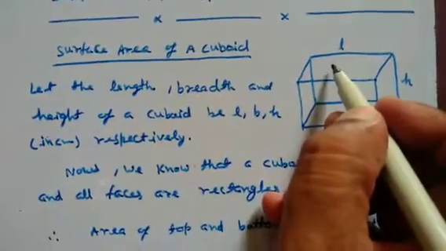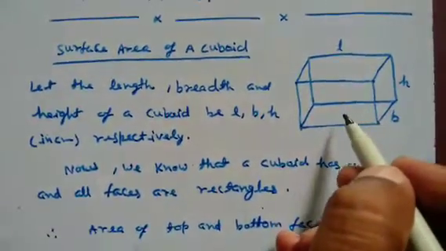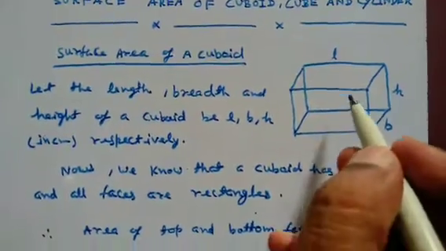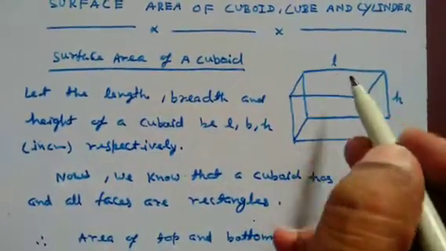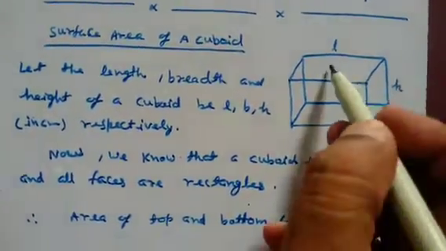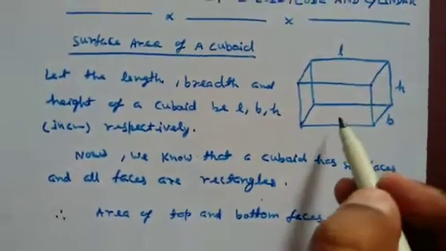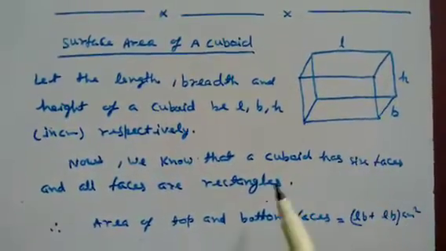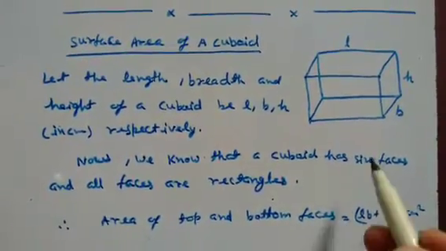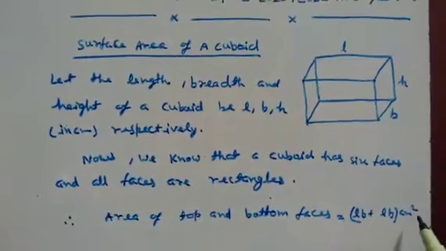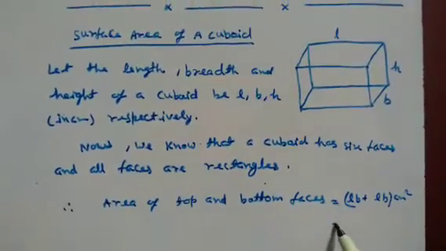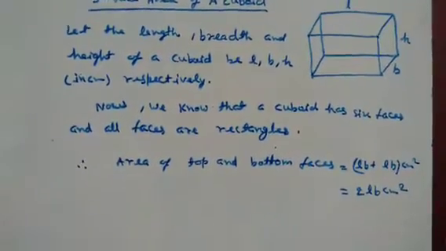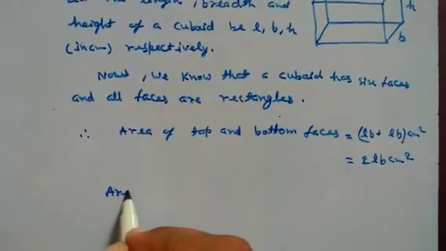This is the top face and this is the bottom face. So the area of the top face is equal to L into B and the area of the bottom face is equal to L into B. So the area of top and bottom faces is equal to LB plus LB centimeter square, equal to 2LB centimeter square.